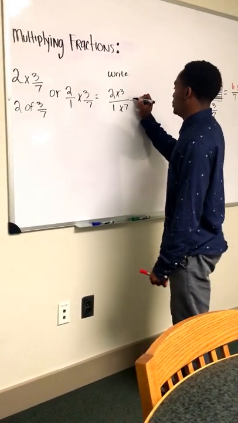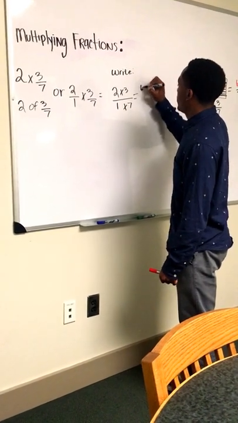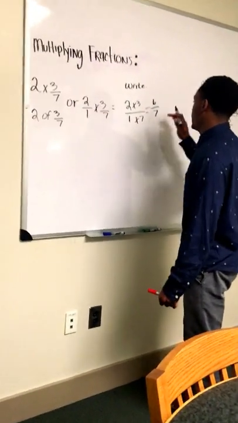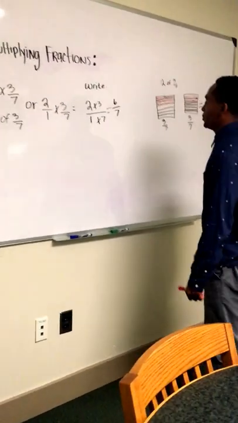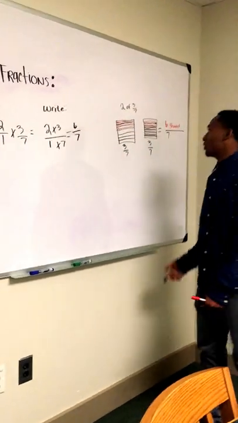And that is equal to, you know, 2 times 3 is 6, and 1 times 7 is 7. 6 sevenths doesn't reduce or simplify, so that'll be your answer. And if you want a picture or anything, you can look at it.